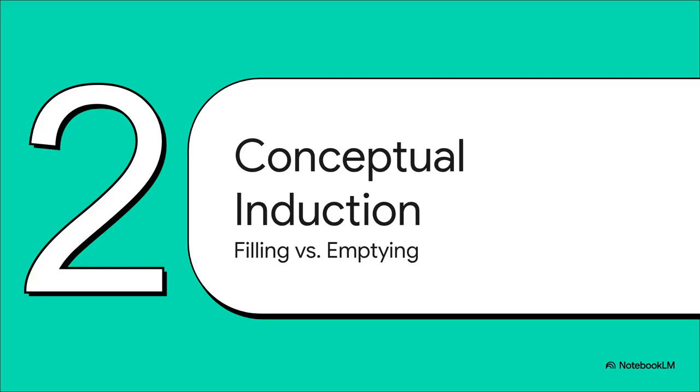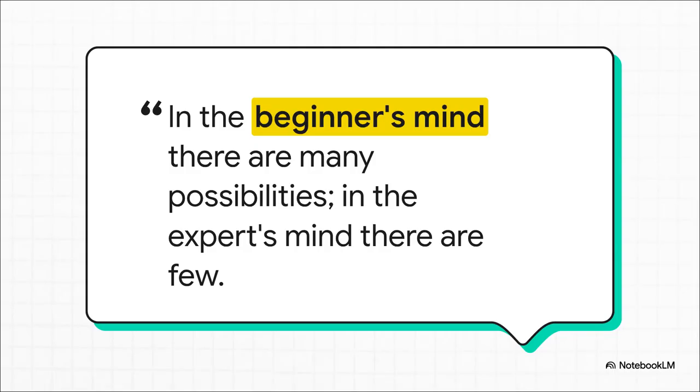Moving on to section 2, the problem with conceptual induction, filling versus emptying. So the crucial point here is that forcing a literature review at the very start creates a massive cognitive bottleneck. To explain why, the author brings in this brilliant Zen paradox from Shunryu Suzuki. It goes, in the beginner's mind, there are many possibilities. In the expert's mind, there are few. This perfectly captures the required state for creativity.